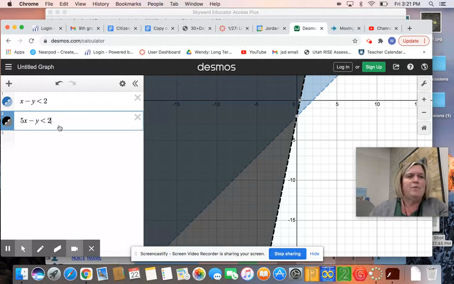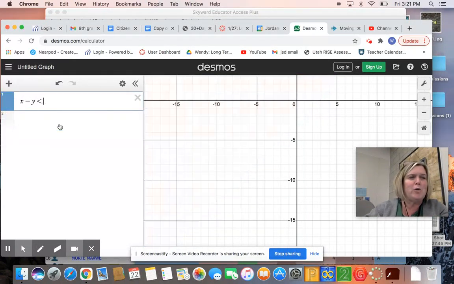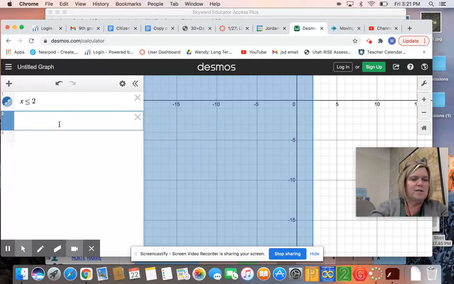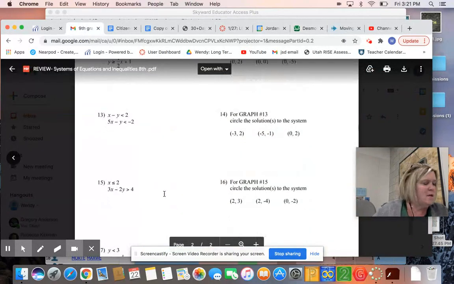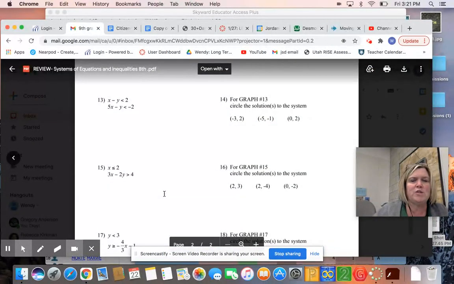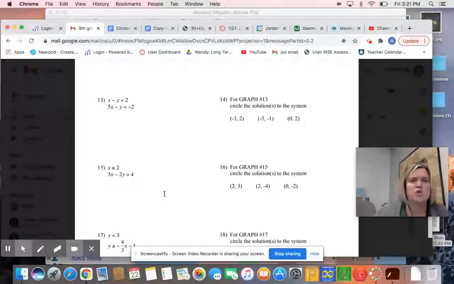Okay, moving on. If you understand it, you can just go on and do your own Desmos, and you don't have to listen to me any longer. So the next one, number 15, is x is less than or equal to 2. And then my next one is 3x minus 2y is greater than 4. So we have a dotted line and a solid line. Let's look at our number solutions. For number 15, we need 2 and 3, 2 and -4, and 0 and 2.